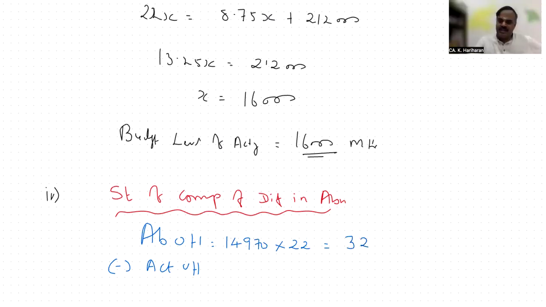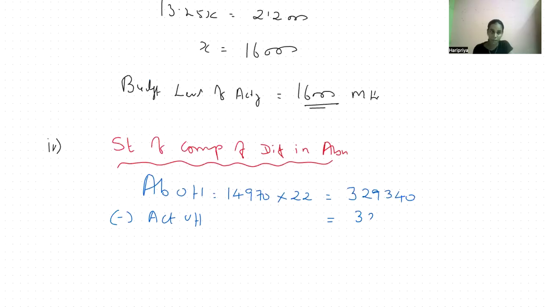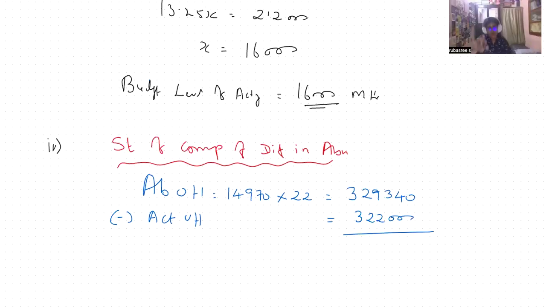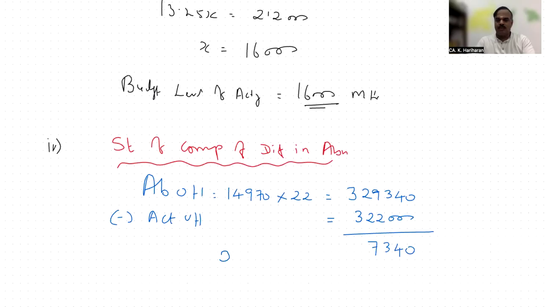Whereas the actual overhead incurred given in this question is 3,22,000. The difference comes to 7,340. Is this under absorption or over absorption? Over absorption. Over absorption of overhead comes to rupees 7,340. Any doubt? Are you comfortable? Yes, sir. What is the next requirement given?